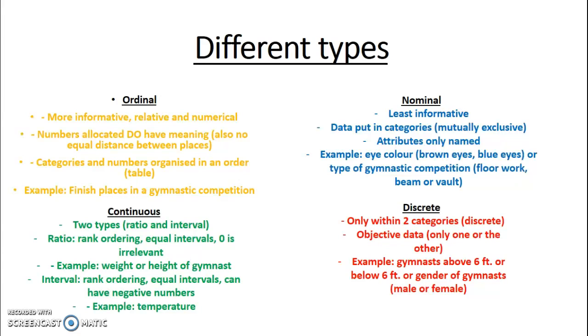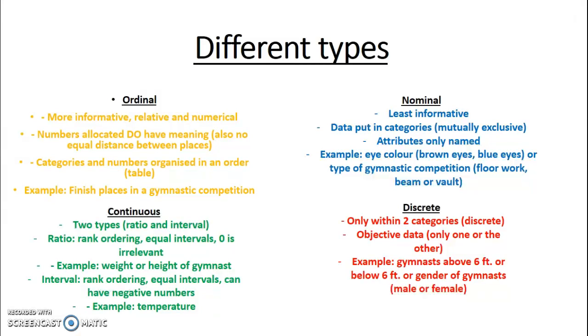Okay, so the different types of data collections are ordinal, nominal, continuous, and discrete. Ordinal is more informative, relative, and numerical. Numbers allocated do have a meaning, and also no equal distance between the places. Categories and numbers organized into an order, so like a table, stuff like that. An example would be finishing places in a gymnastic competition, so like 1 to 10.